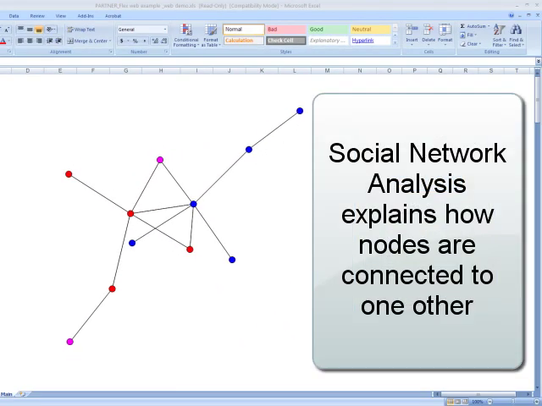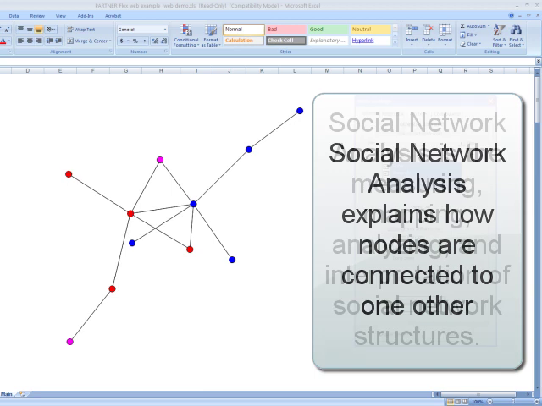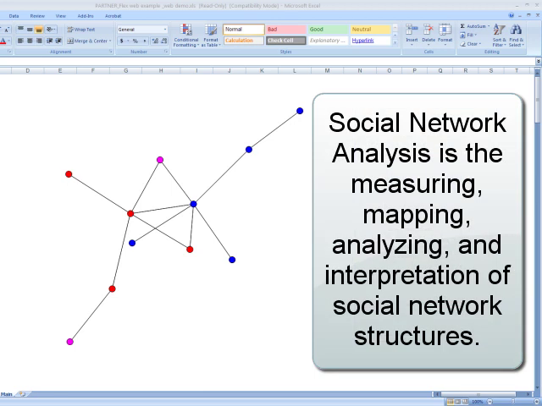Social network analysis is a methodology used for gathering and analyzing data that explain how these nodes connect to one another. Social network analysis is the measuring, mapping, analyzing, and interpretation of social network structures, the ties between nodes, and the flows that occur within and across networks.